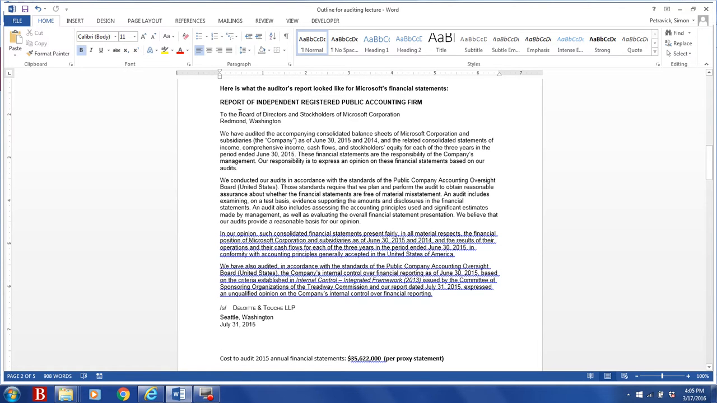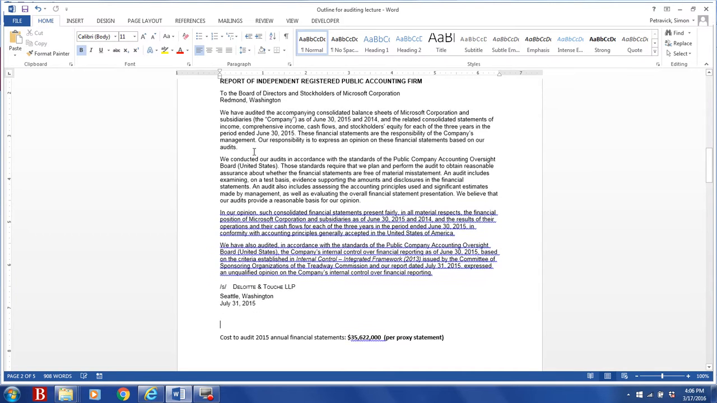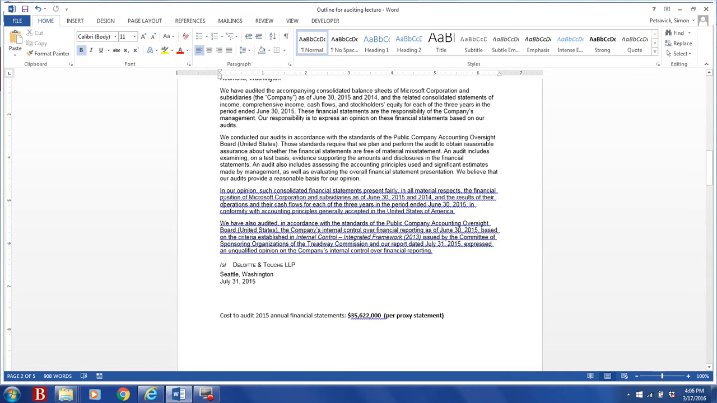It's a report addressed to the board of directors and the stockholders of Microsoft. The first paragraph basically explains what they audited. So they audited 2 years of the balance sheets and 3 years of income, cash flows, and stockholders' equity. The second paragraph talks about the kind of work that the auditor did, and in the third paragraph we have the auditor's opinion, and what they're saying is that the financial statements are in conformity with accounting principles generally accepted in the United States. So we would call this an unqualified opinion, a clean opinion, a good opinion. It's telling us everything is okay.